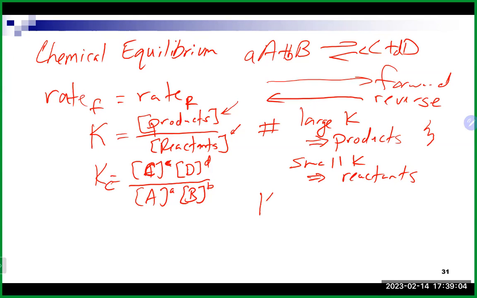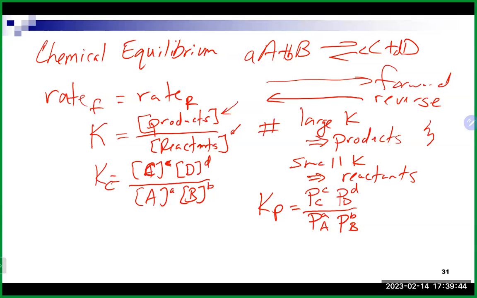We could also write a Kp expression if we are dealing with gases. It works the same way. It'd be the partial pressures, though, of our products over our reactants. So that'd be the partial pressure of C times the partial pressure of D divided by the partial pressure of A and the partial pressure of B. Now, Kc and Kp most of the time do not equal the same numerical value, but they do give you the same information. So if you have a small value of Kp or Kc, that means you mainly have reactants at equilibrium. And if you have a large value of them both, you do have mainly products.